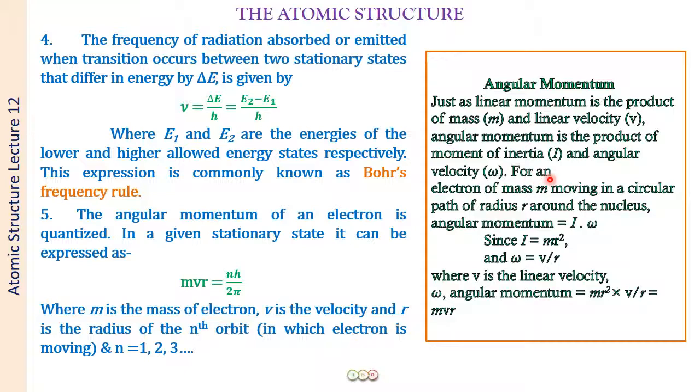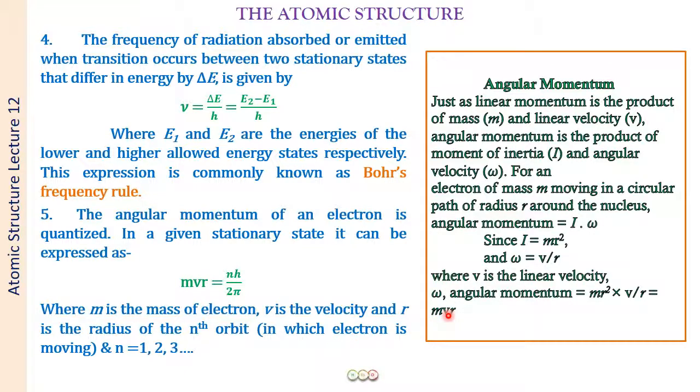And for an electron of mass m moving in a circular path of radius r, the angular momentum is given by I into omega. And again, physics tells us that I is going to be equal to mr square and omega is going to be v by r. So what would be angular momentum? I into omega. So I is mr square, omega is v by r. Multiply both of them, you get angular momentum to be mvr.